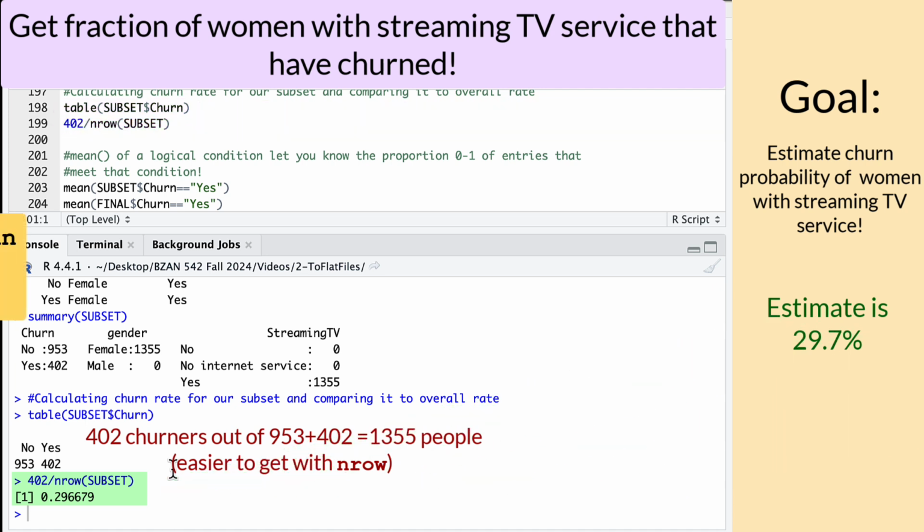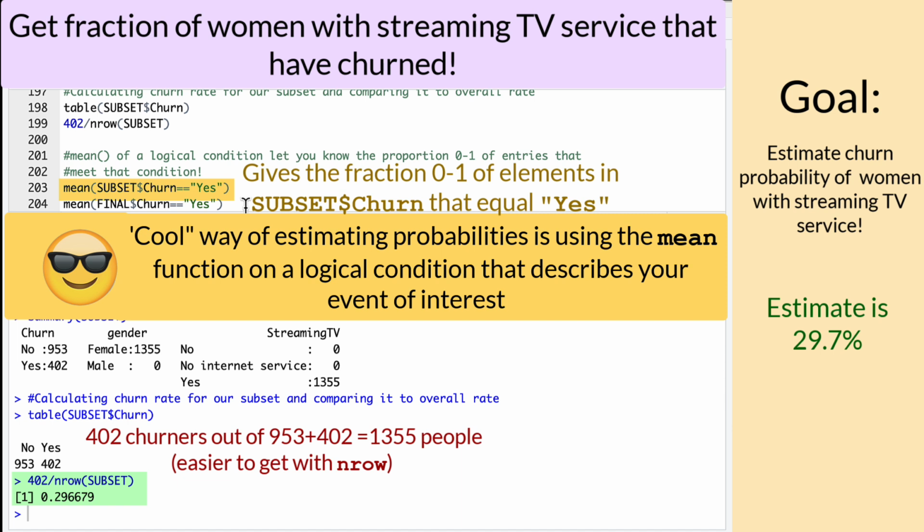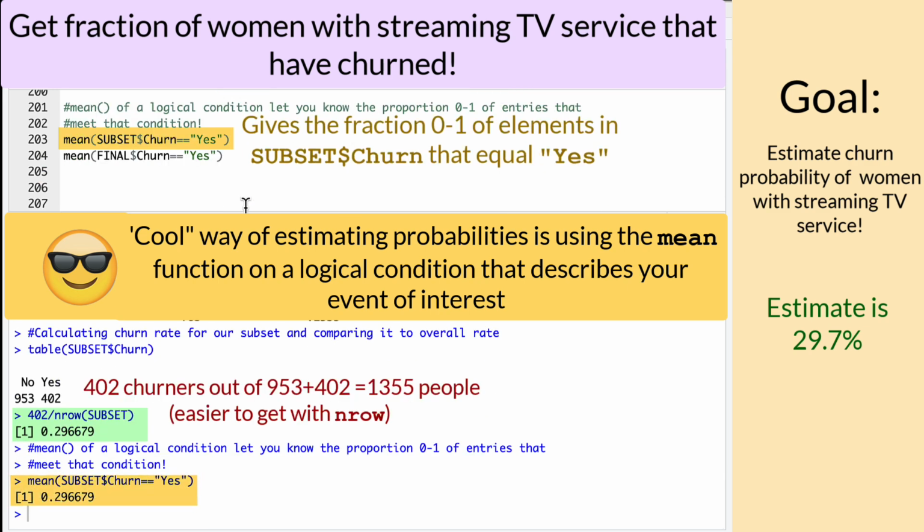Now, there's another really cool way to do that when we're estimating probabilities, and that's to use the mean function on some logical condition that we're interested in, the probability of some event that we want to estimate. So, for example, if I ran the function mean subset $churn double equal yes, it'll dive into the churn column of that subset table and report back the fraction, somewhere between 0 and 1, of those entries that are equal to yes. So we get out that same value, a little bit less than 30%.